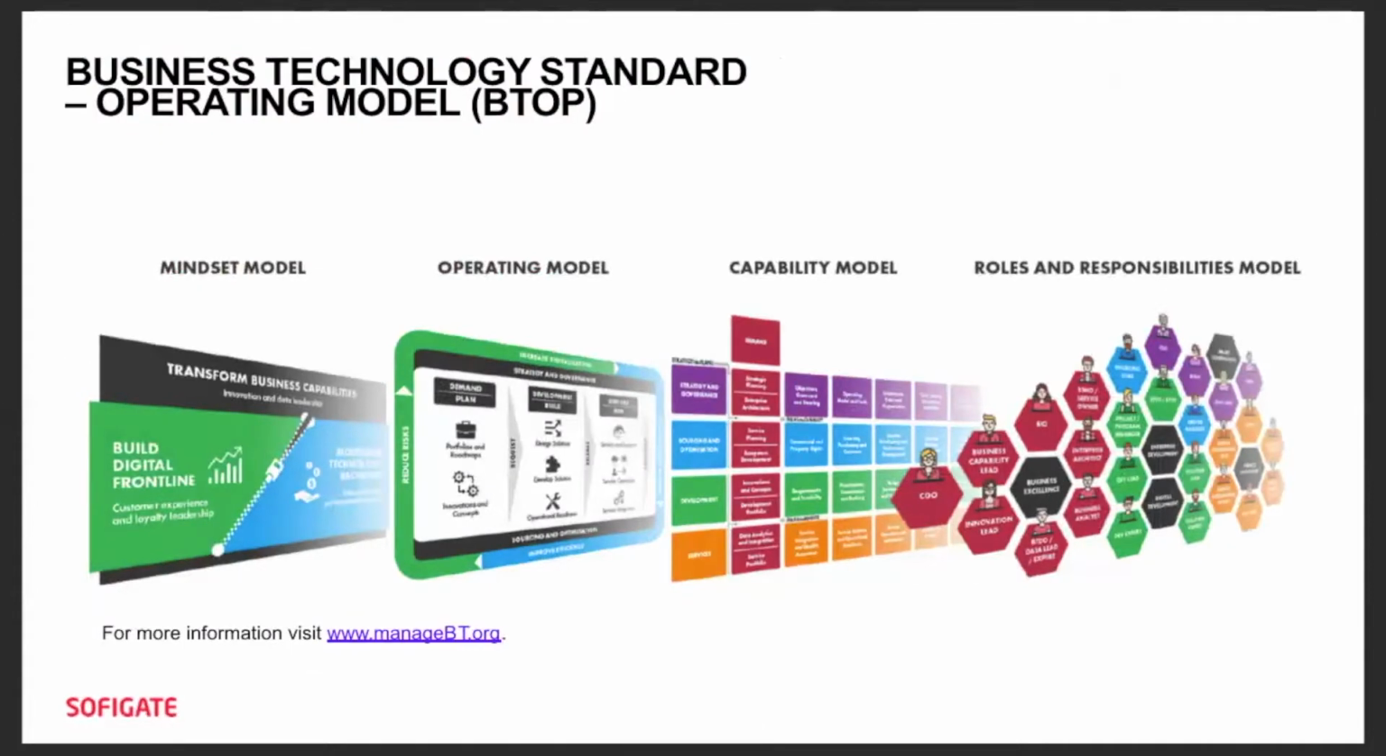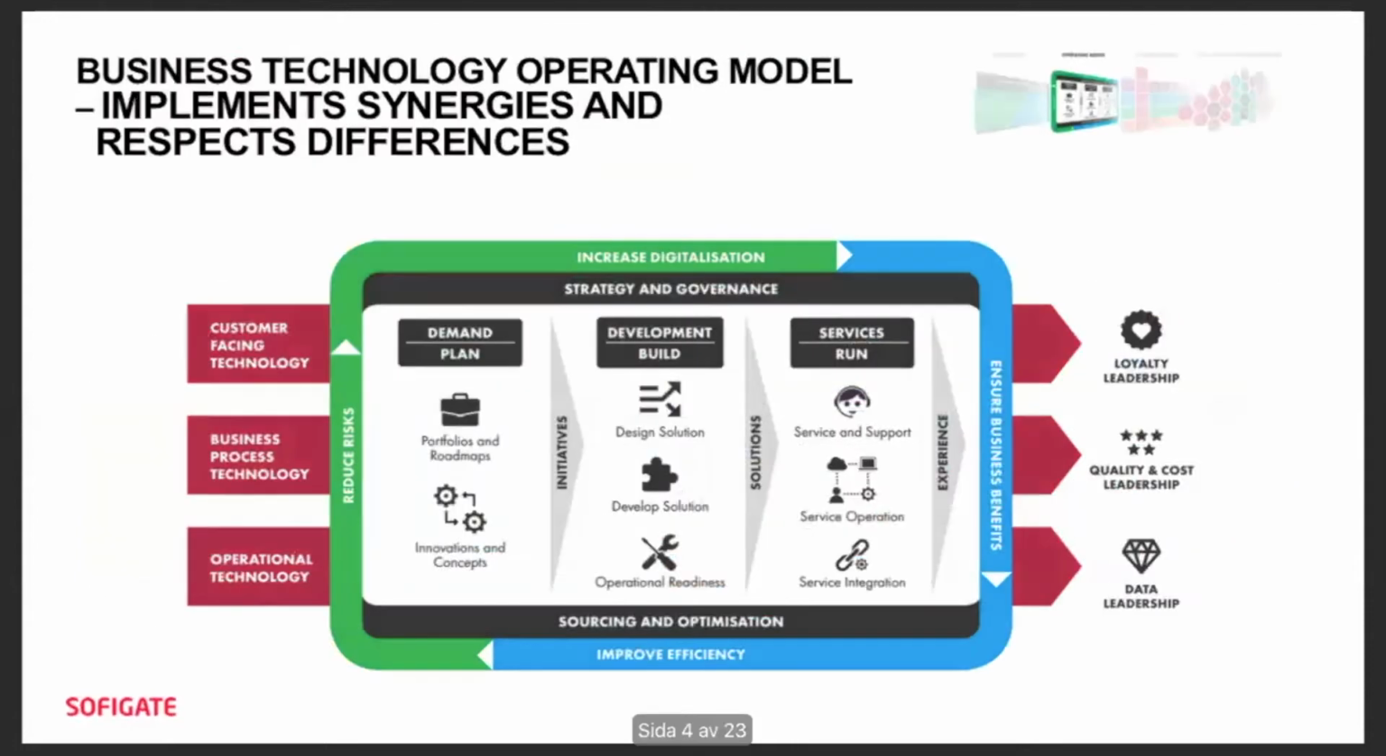As you might have recalled from the last session, we went through all the details of the business technology standard with the mindset, the operating model, the capability model, and roles and responsibilities. All this is available on the link that you can see on the page. Today we're going to deep dive into the operating model on the next page.